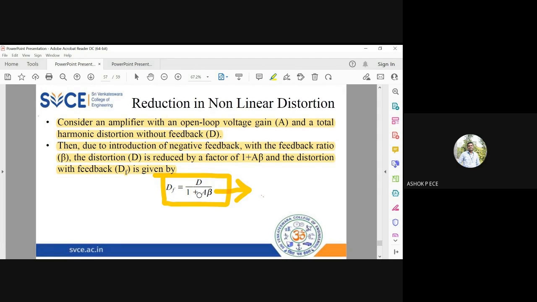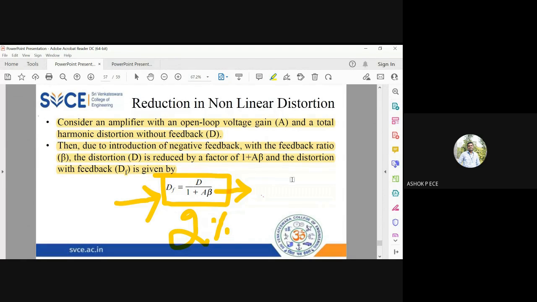If A and beta values are known and the distortion value is known to you, you can find what is the effective distortion in the circuit after feedback is applied. The distortion is usually mentioned in terms of percentage. They say that the signal has 2% distortion. So you should take this 2% as capital D.